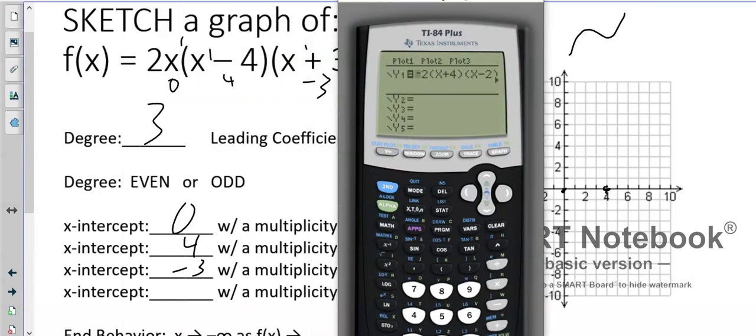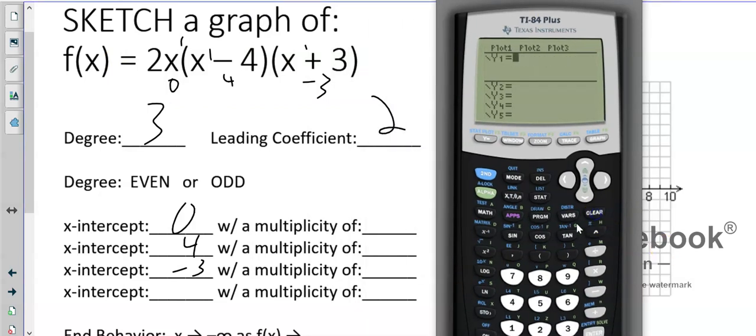So y equals, clear out what I have, 2x, parentheses, x minus 4, x plus 3. Graph. All right, so probably not going to be any points really we can graph here. Off the chart, off the chart, off the chart, right? So we're just going to kind of sketch that.